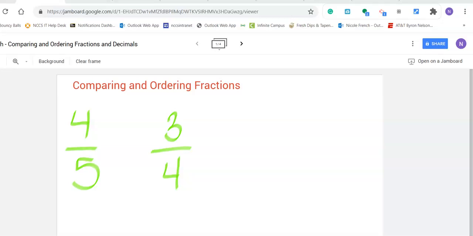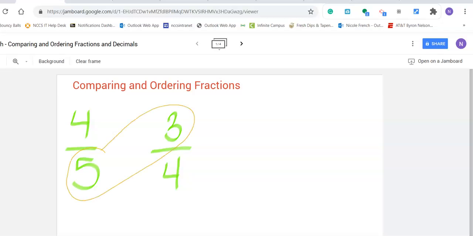Today we're going to talk about comparing and ordering fractions. Sometimes we just have two fractions to compare or order from least to greatest. So there are two ways we can work with fractions when it's only fractions we're doing. One is called cross products.